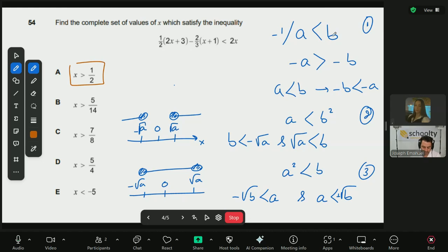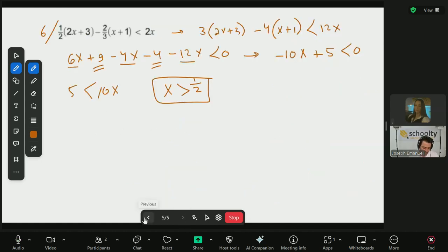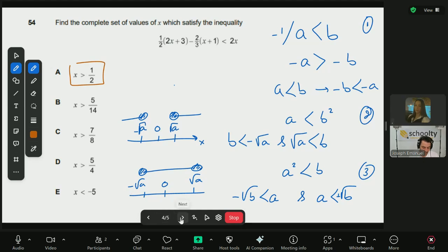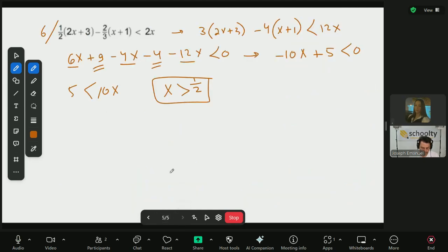Okay, this is easy. It doesn't have any complications like squares. Okay, so that's it for this. This is an easy question. Okay. Yeah. Next question.